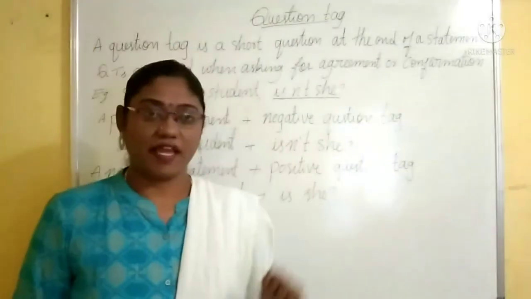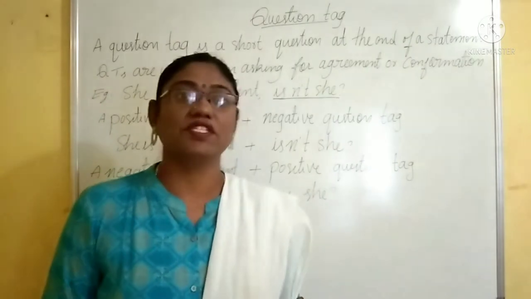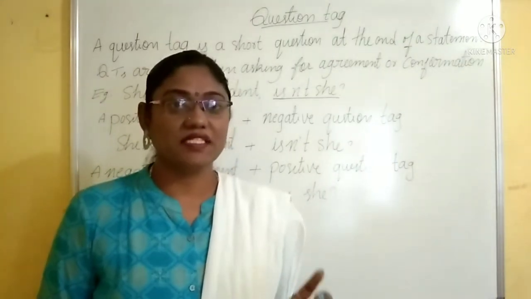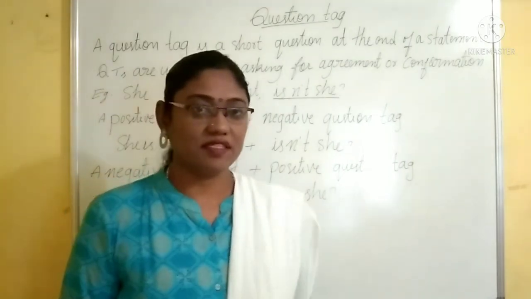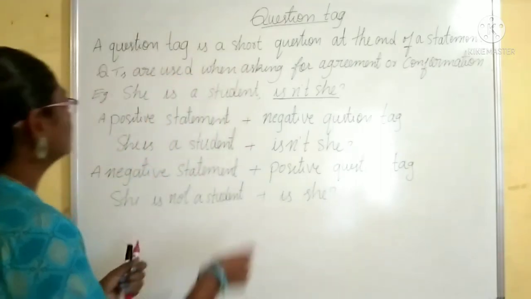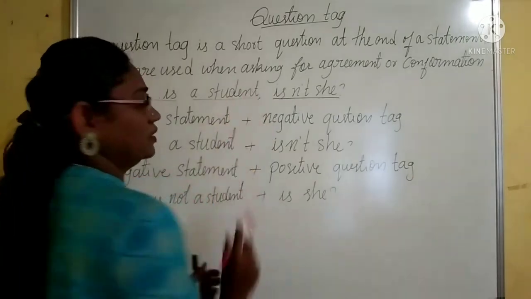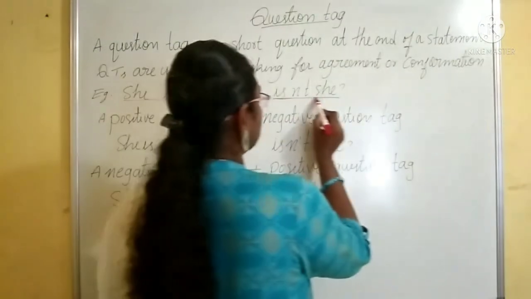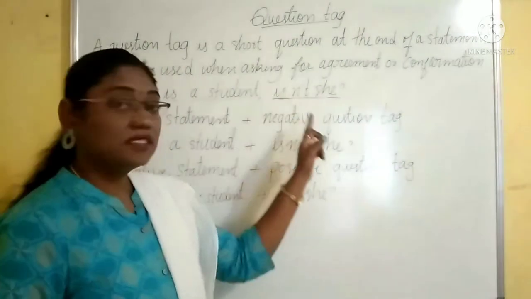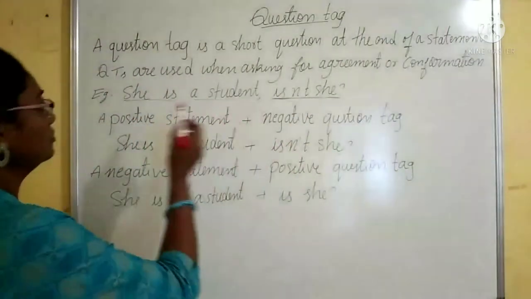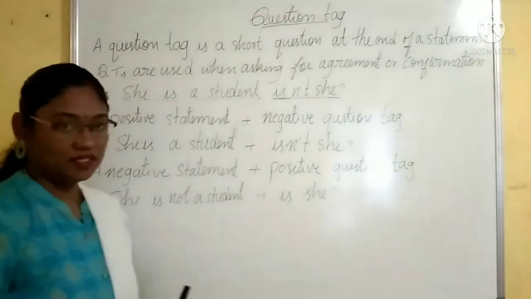What is a question tag? A question tag is a short question at the end of a sentence or a statement. Here we have an example. Let me tell you. She is a student. See, at the end of the statement, we have a question tag: isn't she? So, this is a statement and this is a question tag.